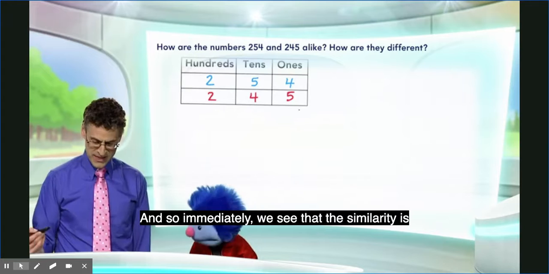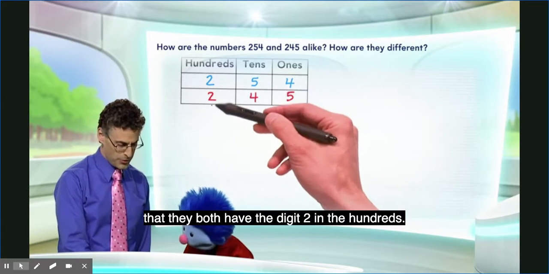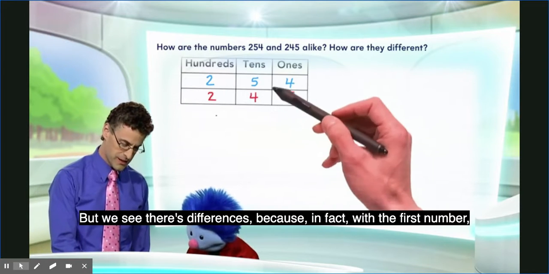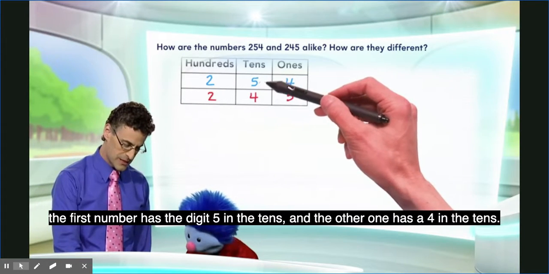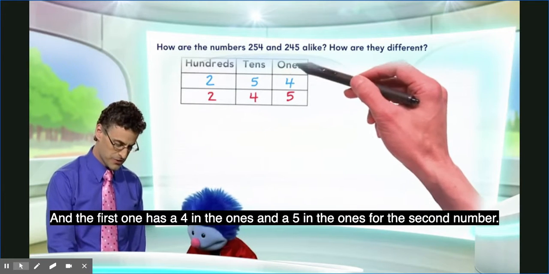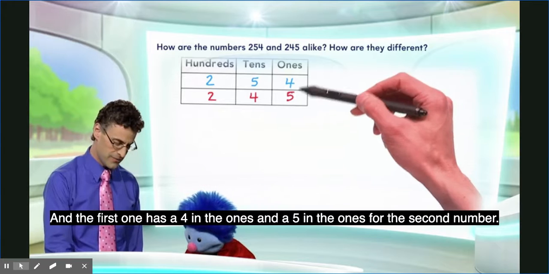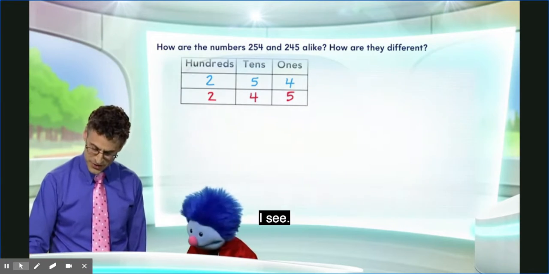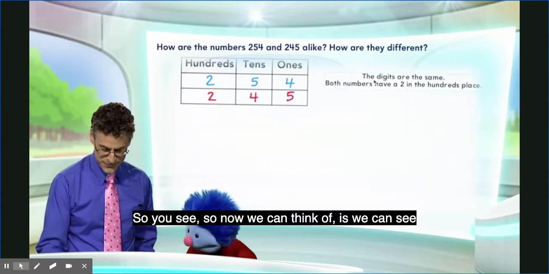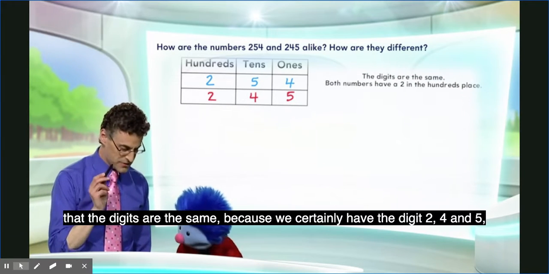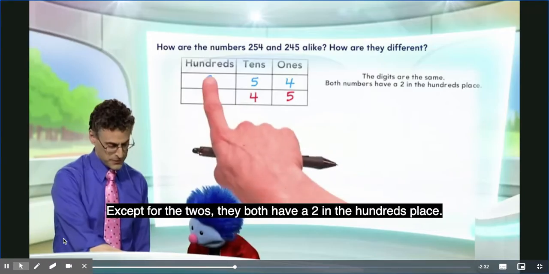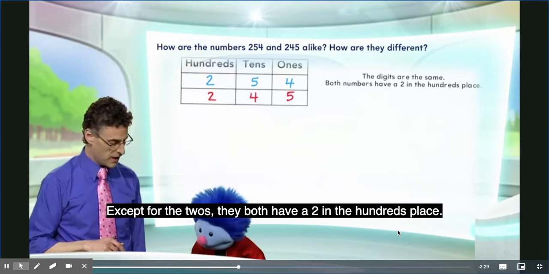And so immediately we see that the similarity is that they both have the digit 2 in the hundreds. But there are differences because the first number has the digit 5 in the tens, and the other one has a 4 in the tens, and the first one has a 4 in the ones and a 5 in the ones for the second number. So we can see that the digits are the same, because we certainly have the digits 2, 4, and 5 appearing in both numbers. That's true. But the order's a little different, right? Except for the 2s. They both have a 2 in the hundreds place.